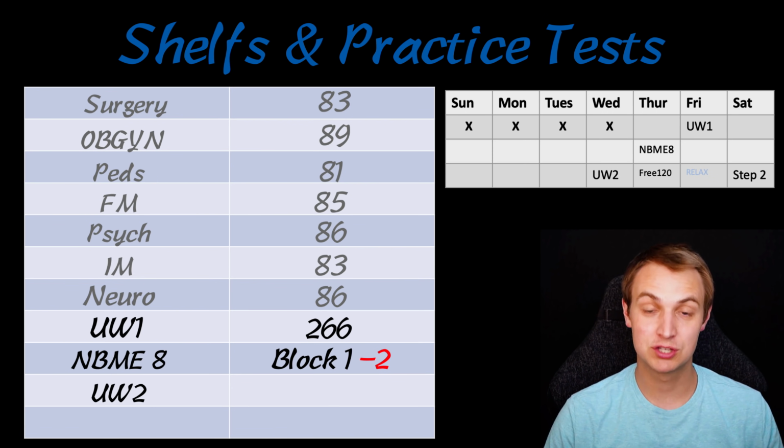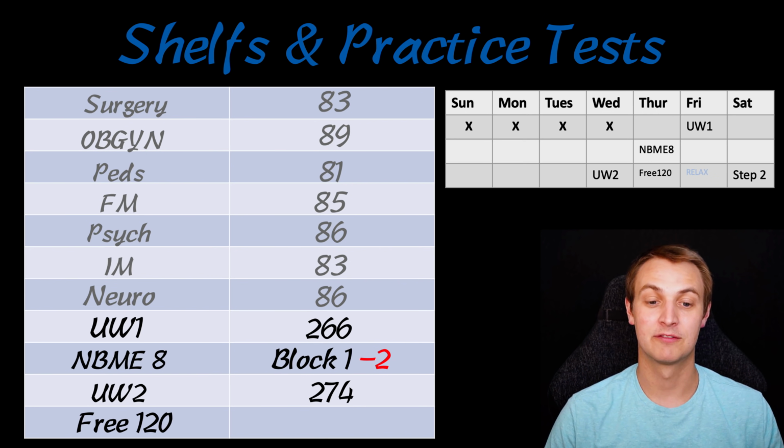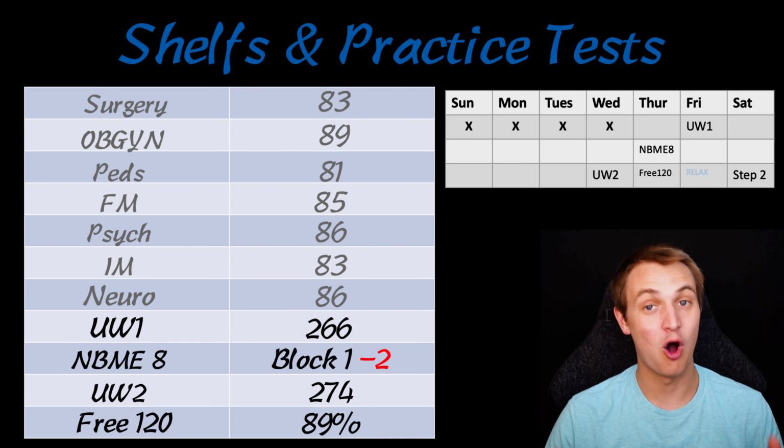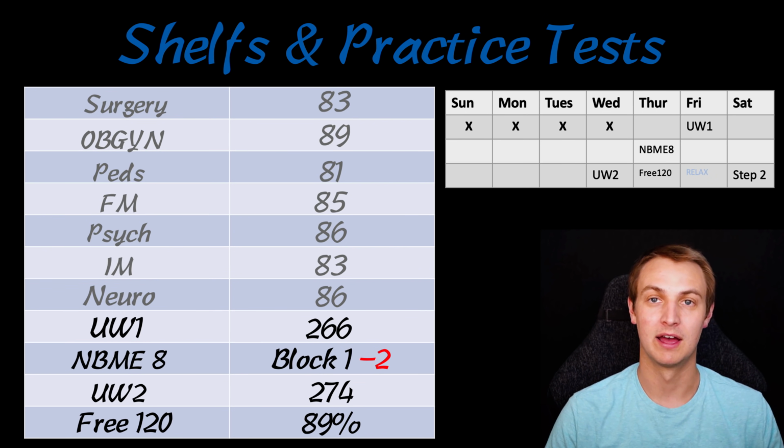Now, the next thing is UWorld 2. I did a 274, and you can see that was a couple days before I took the actual thing. Definitely over-predicted me just a tad. And then the free 120s, I got an 89%, but that was hard. This is the new free 120. I know there's an old one floating out there. It was hard, and I got lucky on a lot of questions. So don't beat yourself up if you don't do as well on this free 120. It's not like the step 1 free 120.